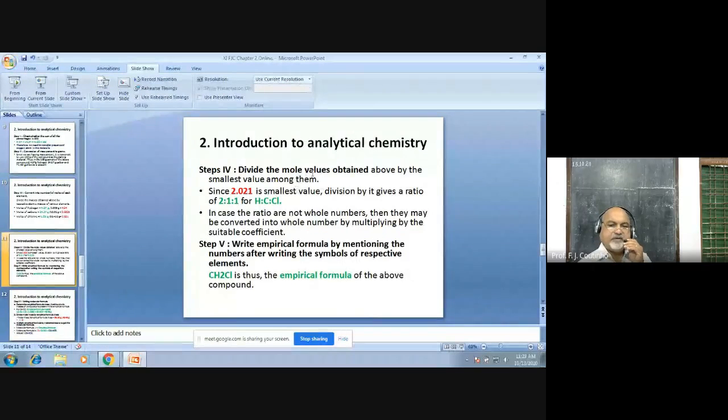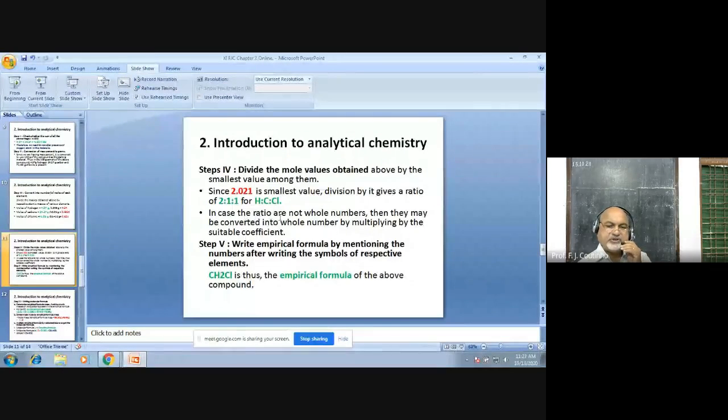Here, divide the mole values obtained above by the smallest value among them. The smallest value was 2.021. By dividing, the ratio we get directly is 2:1:1. That is 1 hydrogen, 1 carbon and 1 chlorine. Not 1 hydrogen, 2 hydrogens. So 2 hydrogens, 1 carbon and 1 chlorine. They have made it directly, they have not rounded anything.